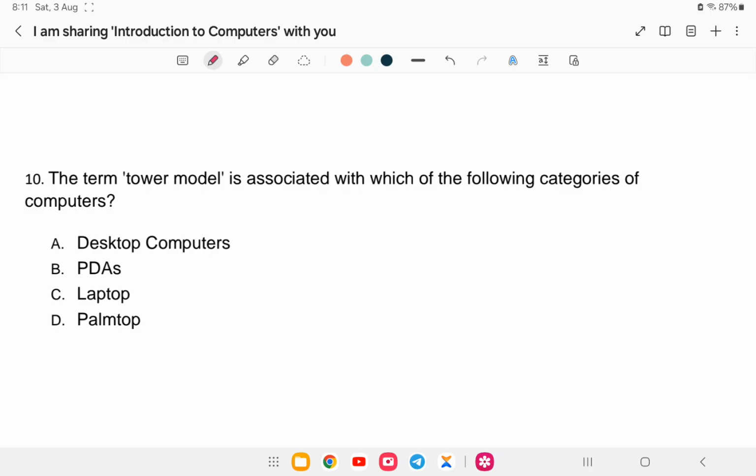The term tower model is associated with which of the following categories of computer? A, desktop computer, B, PDAs, C, laptop, or D, palmtop. Tower model means a tower-like shape, so this is associated with the modern day computer, that is desktop computers.